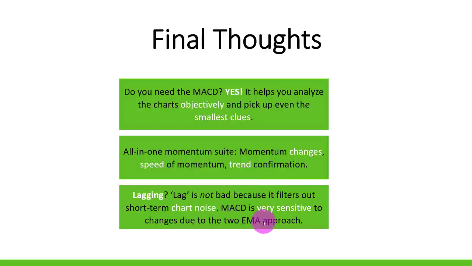The MACD is very sensitive to changes, so it's not lagging at all. And that is why I would really recommend getting over the term lagging. Lagging does not exist. It's a wrong word to use. And if traders are throwing around the term lagging, it just shows you that they have not understood what an indicator is and how to use it in the correct way.